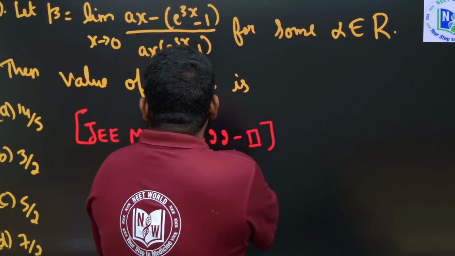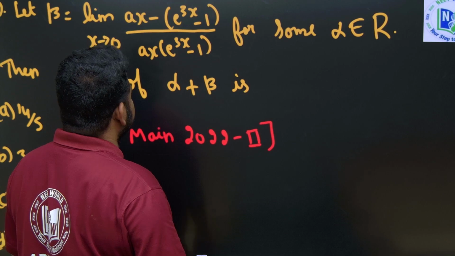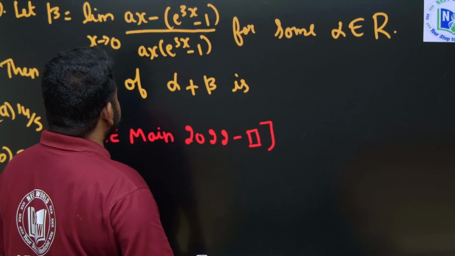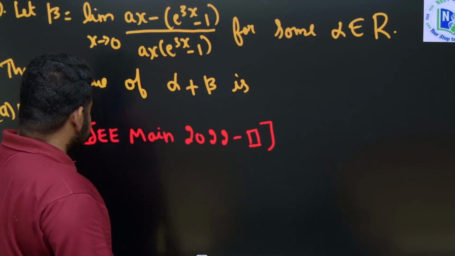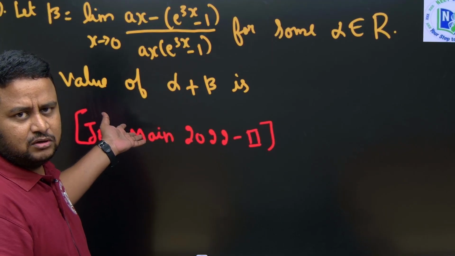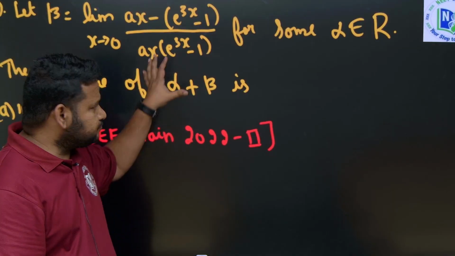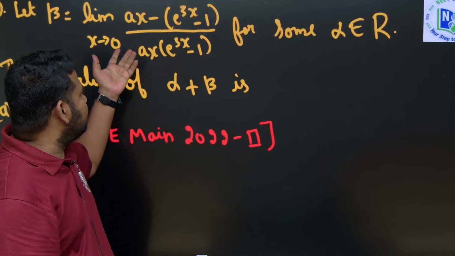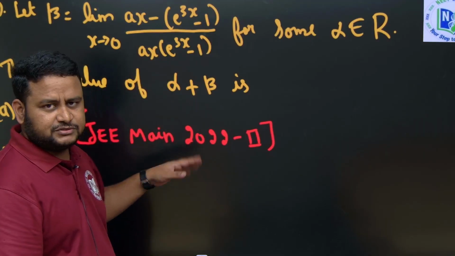So they have given the limit of (ax − e^(3x) − 1)/(ax·(e^(3x) − 1)) for some alpha belonging to R. We have solved the same question using the L'Hospital rule, but here you can solve even using the expansion of e^x. No need to solve it because we have already solved it.